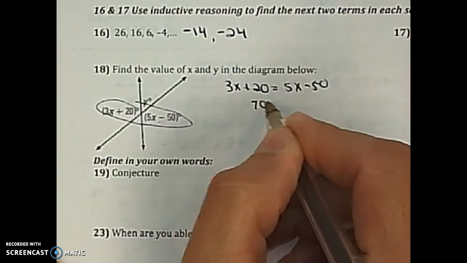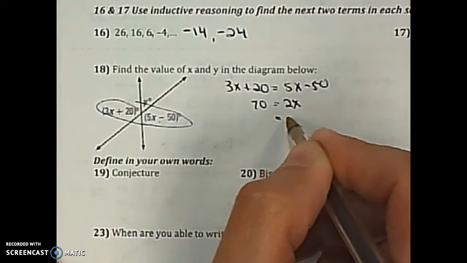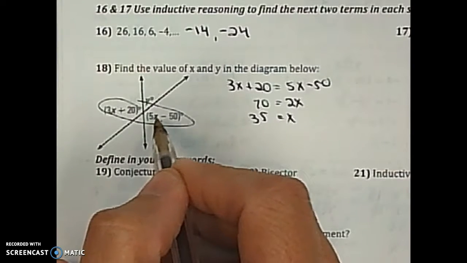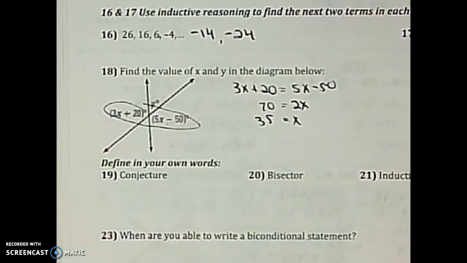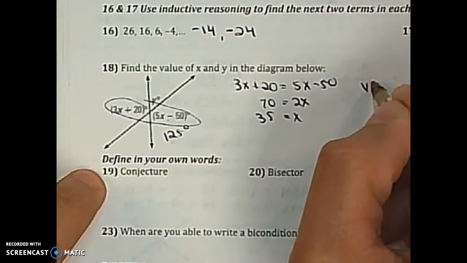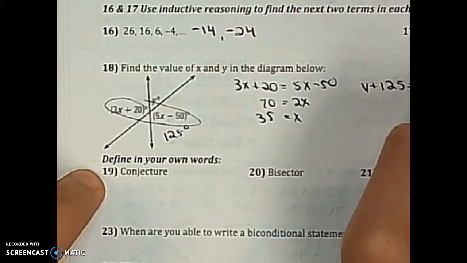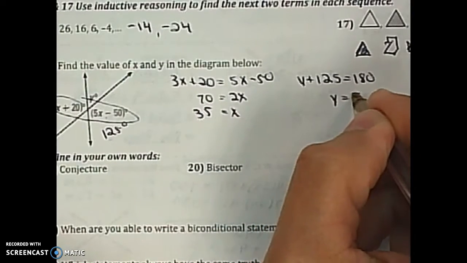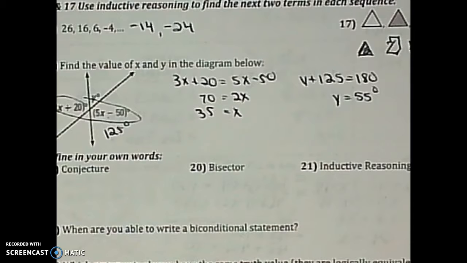So I'm going to add 50 and at the same time subtract that 3x. And eventually I get x is equal to 35. So I have to find the value of x and y. I'm going to take that 35 and plug that in and see what the measure of that angle is. So 5 times 35 minus 50 ends up giving us 125 degrees. So that also means I have y plus 125 is equal to 180 because those are linear, or they're supplementary. So I'm going to subtract and I get y is equal to 55.